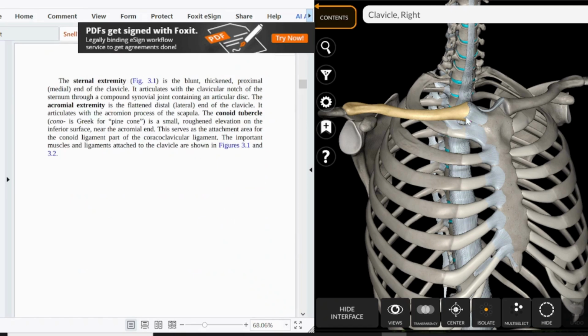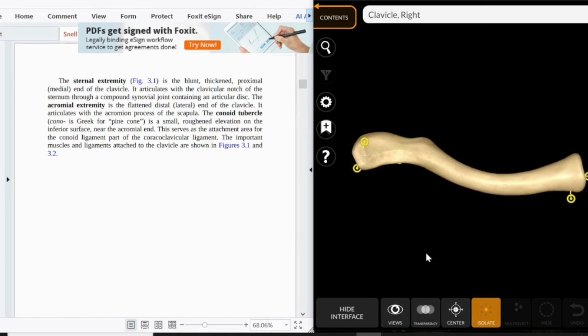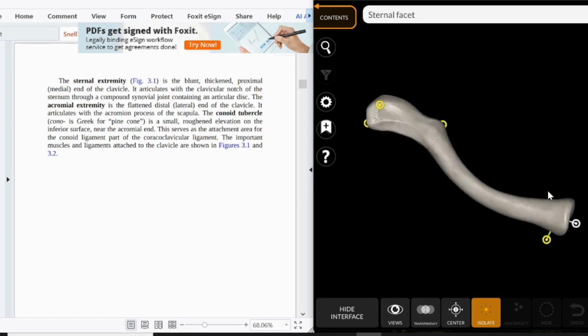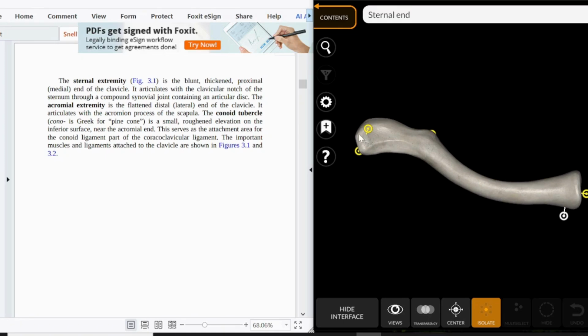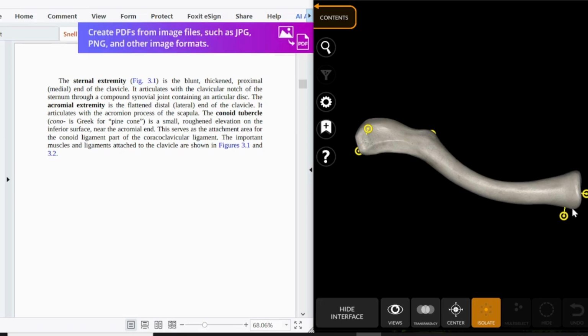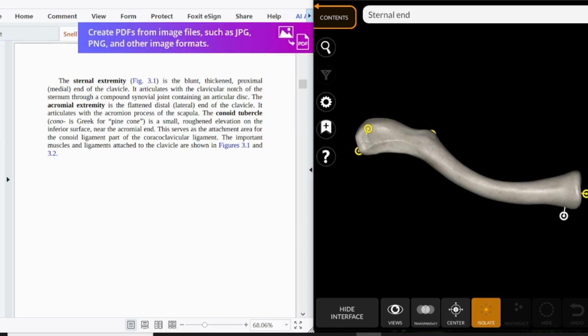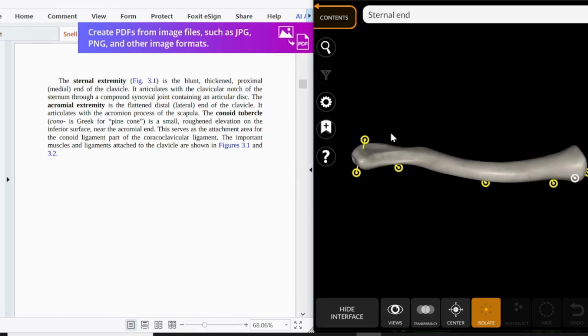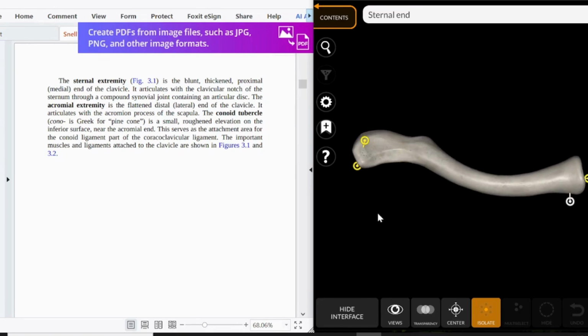Sternal extremity. If we isolate this, there are two extremities. We are looking at it from the superior view, and this is your sternal extremity, the sternal facet. This is your sternal end, and this is your acromial end. This lies on the medial side while this lies on the lateral side. The sternal end is blunt and thickened, a thicker side, while the acromial end is roughened, a bit flatter, while this is a bit rounded. Sternal extremity is the blunt, thickened, proximal medial end of the clavicle.